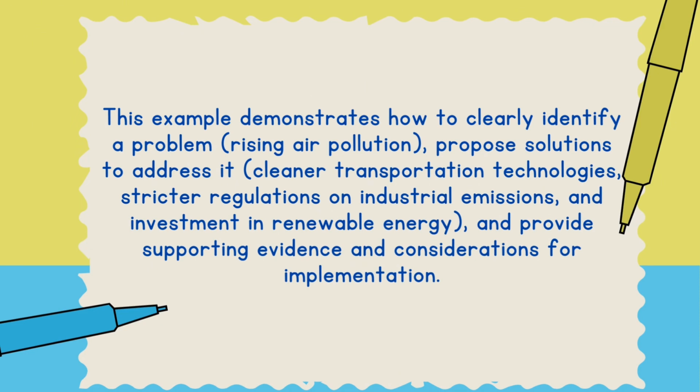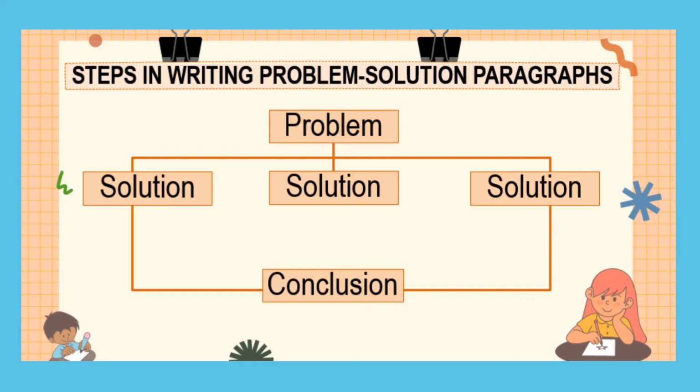All right, so this example demonstrates how to clearly identify a problem, which is rising air pollution, and propose solutions to address it: cleaner transportation technologies, stricter regulations on industrial emissions, and investment in renewable energy. So these are the proposed solutions, and it provides supporting evidence and considerations for implementation. So simply, in this figure or in this diagram, we can see stating the problem, providing possible solutions, and then coming up with a conclusion.